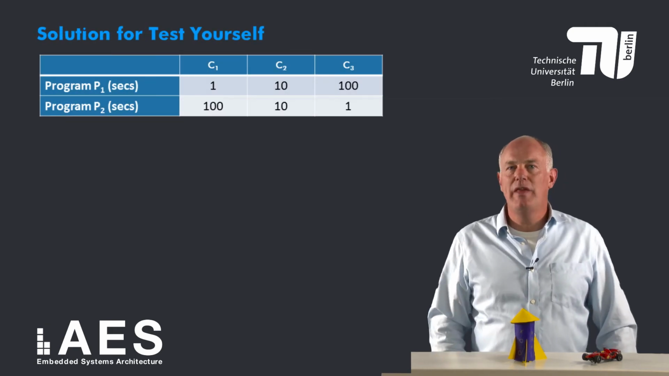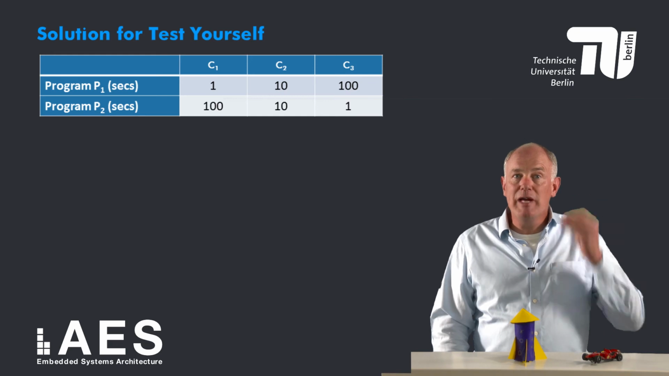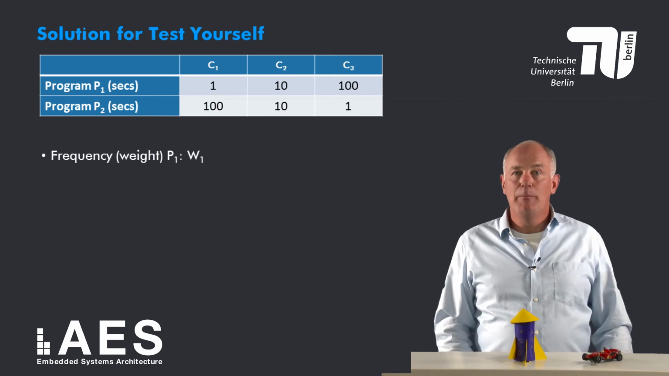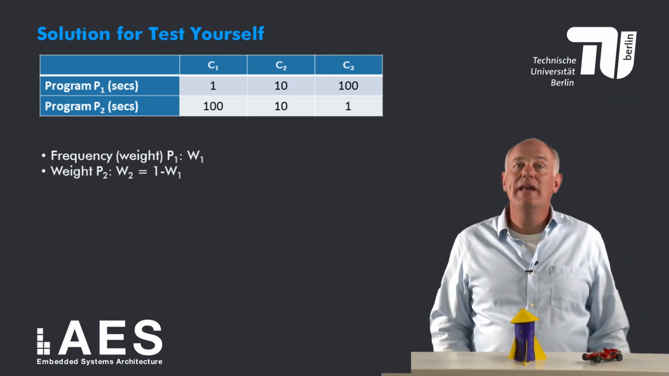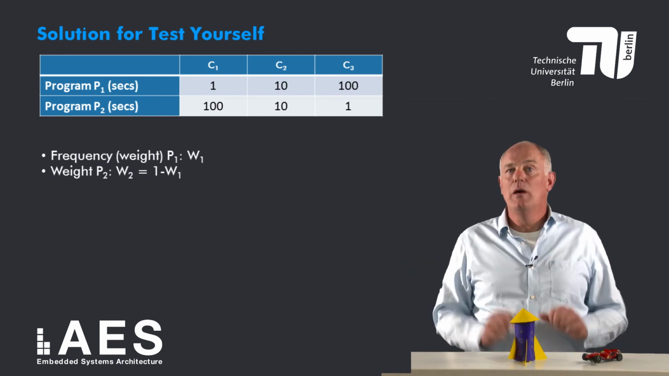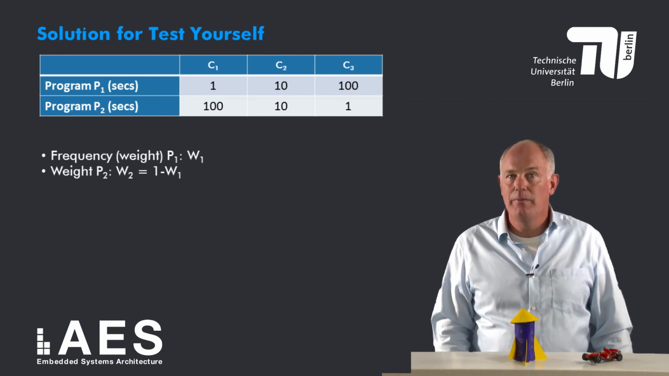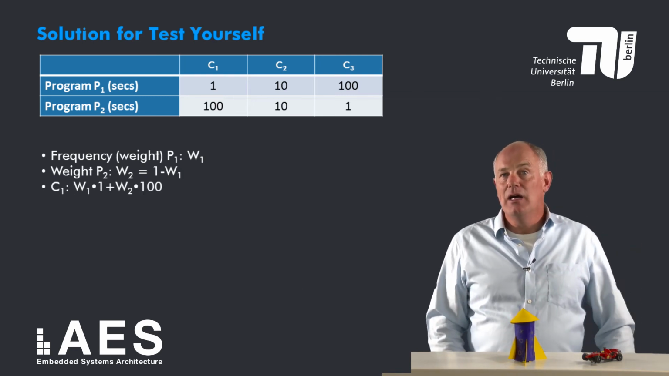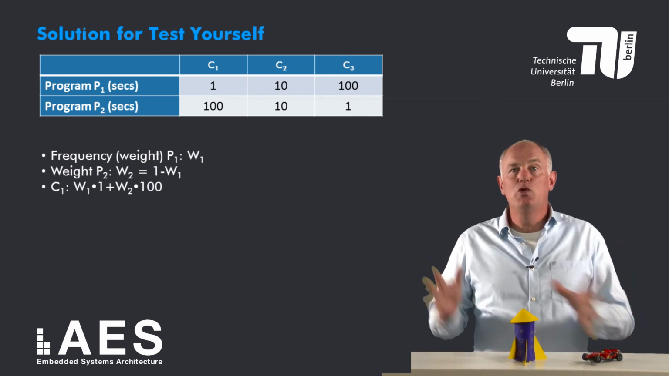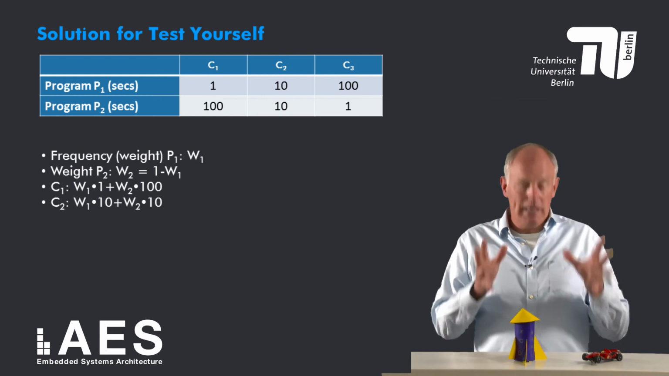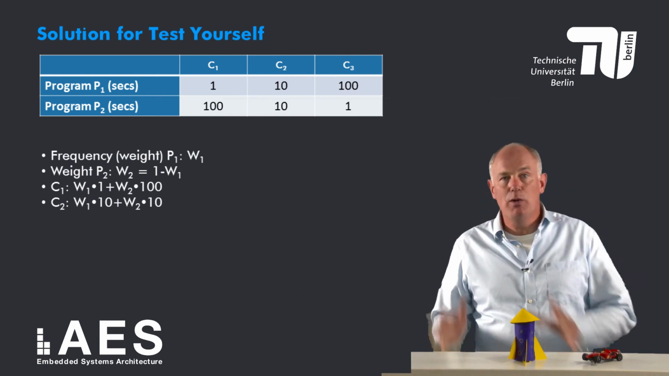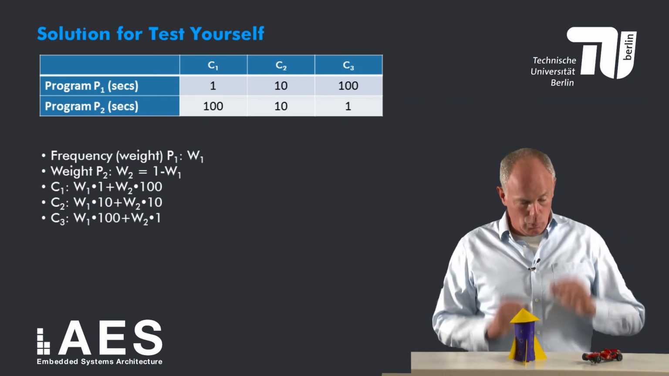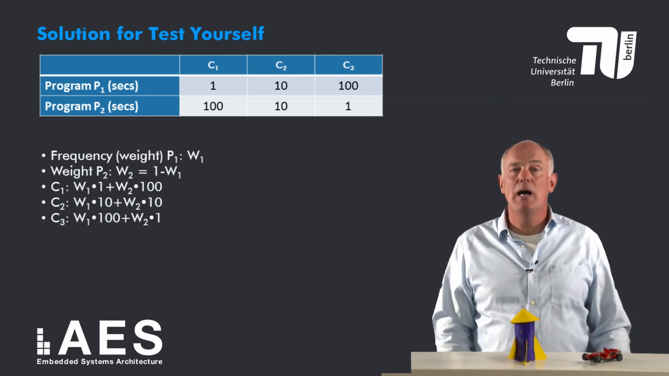Here's again the table with execution time. Now suppose the frequency, or equivalently the weight of P1 is W1. Because there are only two programs, the weight of P2, W2, must equal 1 minus W1. Now the weighted arithmetic mean of CPU C1 is given by W1 times 1 plus W2 times 100, and that of C2 is given by W1 times 10 plus W2 times 10, and that of CPU C3 is given by W1 times 100 plus W2 times 1.